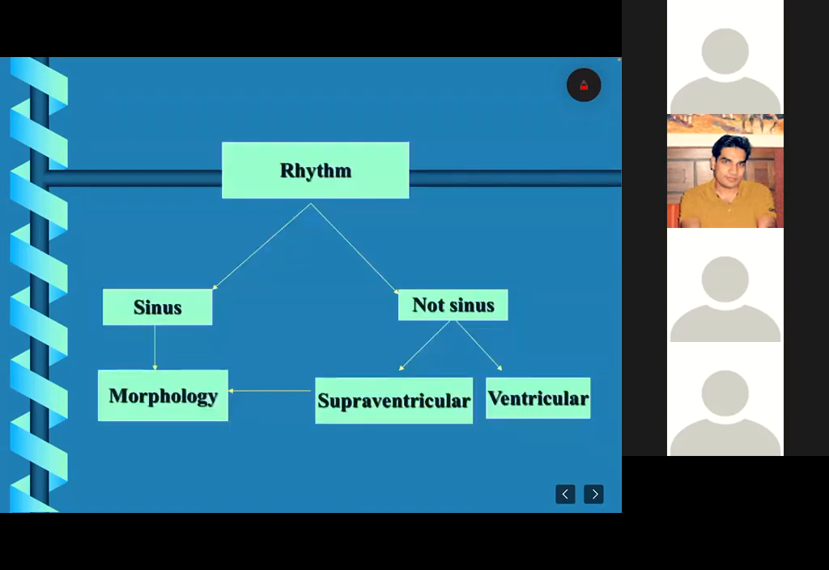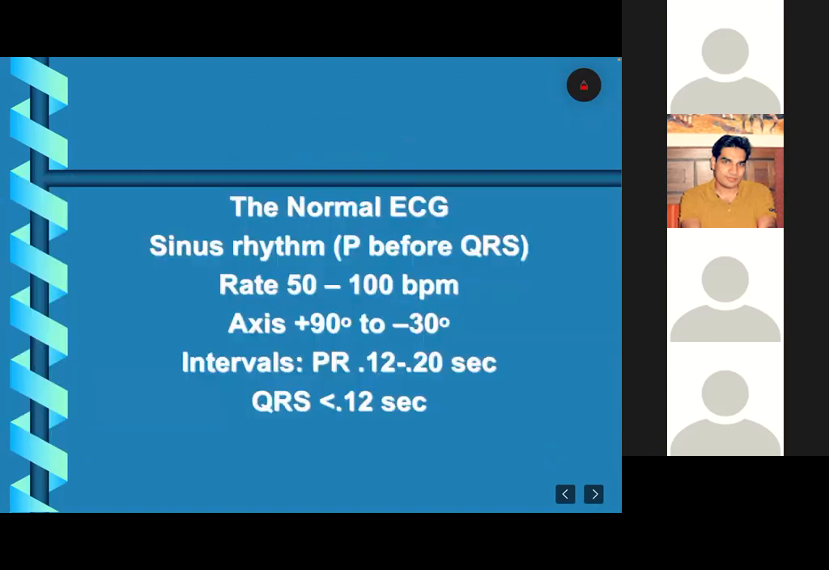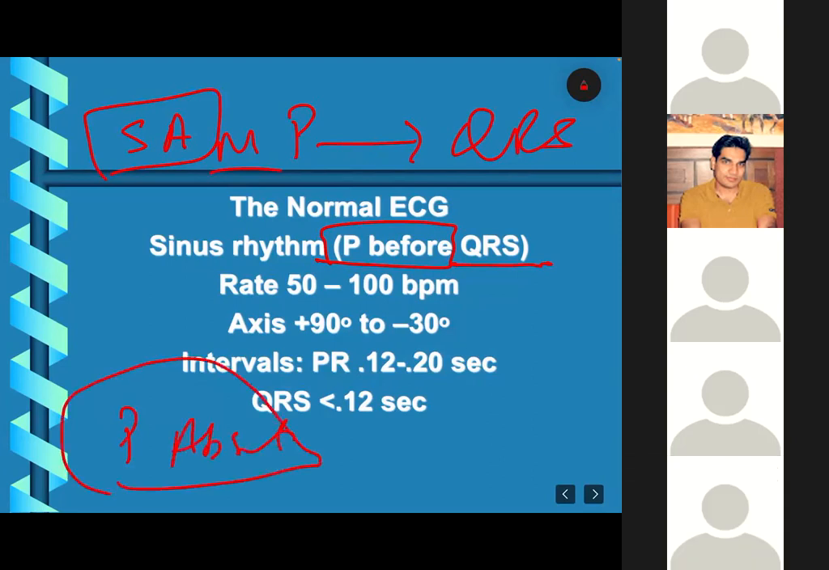Then comes sinus rhythm. What is sinus rhythm? We normally call it NSR, normal sinus rhythm. What is normal sinus rhythm? If a P wave is present before the QRS, then this is normal sinus rhythm, and it is generated from the SA node. Every P wave followed by a QRS complex, a normal P wave, then it is normal sinus rhythm. If the P wave is absent, then it is not sinus rhythm.